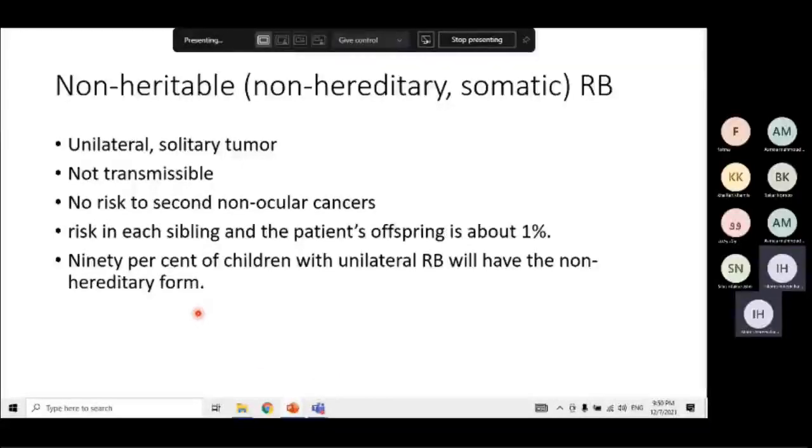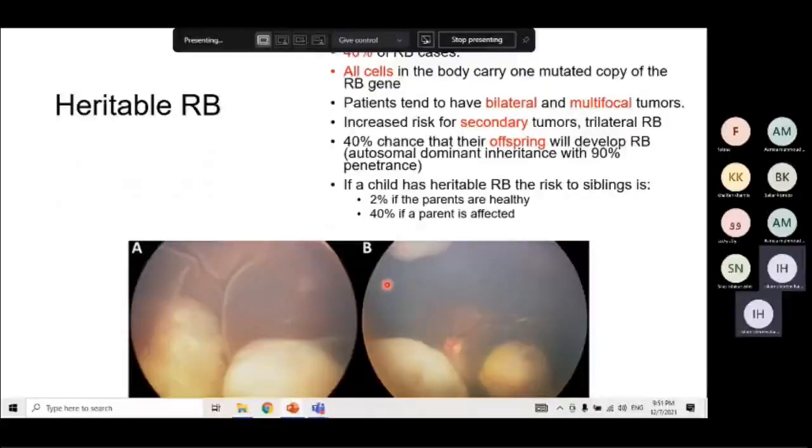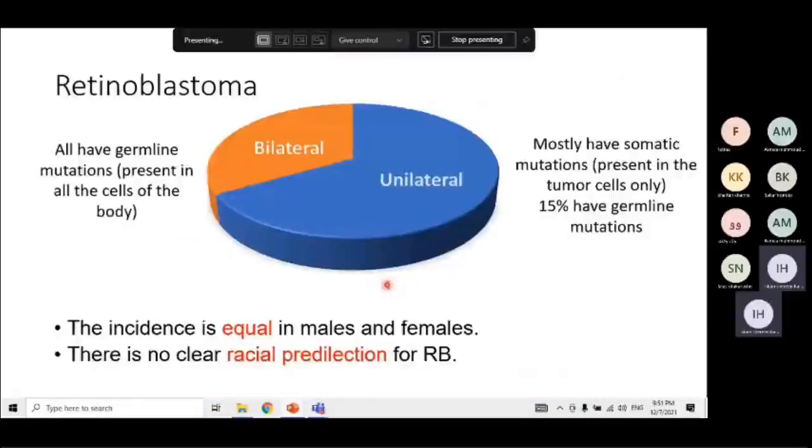No risk of secondary non-ocular tumors because the first hit is not affecting all the cells of the body like the germline mutations. The risk for each sibling is very low, about 1%. 90% of those with unilateral retinoblastoma will have non-hereditary forms. So we need to differentiate between unilateral and bilateral, and between heritable and non-heritable, or hereditary and non-hereditary. Most of the unilateral have non-hereditary retinoblastoma, but some of them may have hereditary retinoblastoma, only expressed in one eye. But all patients with bilateral retinoblastoma have germline mutations, or what we call the heritable retinoblastoma.